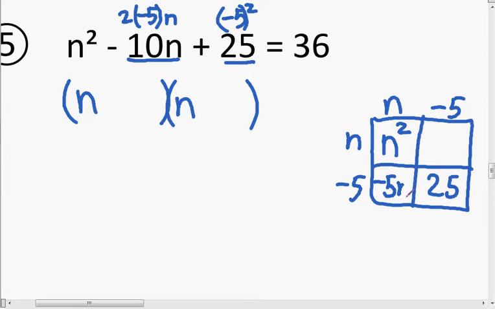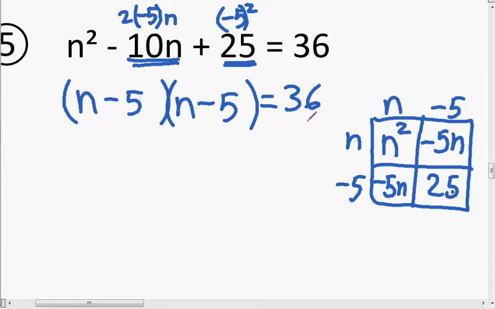will give me negative 5n, negative 5n. When I add those two together, I get negative 10n. Negative 5 times negative 5 gives me 25, which is what I need. So I know I can call this n minus 5 times n minus 5. I'm going to say that's equal to 36.